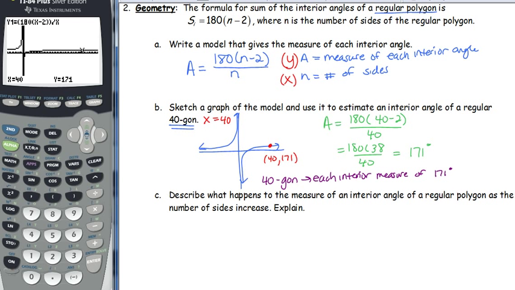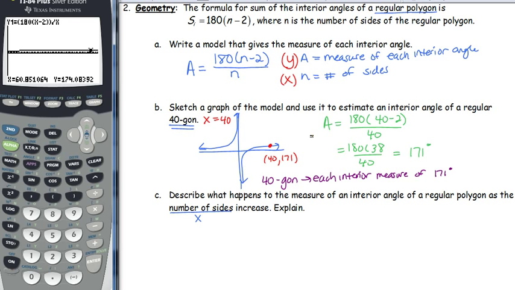And then our last question, part C: describe what happens to the measure of an interior angle of a regular polygon as the number of sides increases. Remember, our number of sides is representing our x. So as our x gets bigger and bigger and bigger, and we can go ahead and trace this, as x gets bigger, we see that our y is getting bigger and bigger as well. It's approaching an asymptote of 180. So that graph is going to forever go up, approaching 180 but never reaching 180.